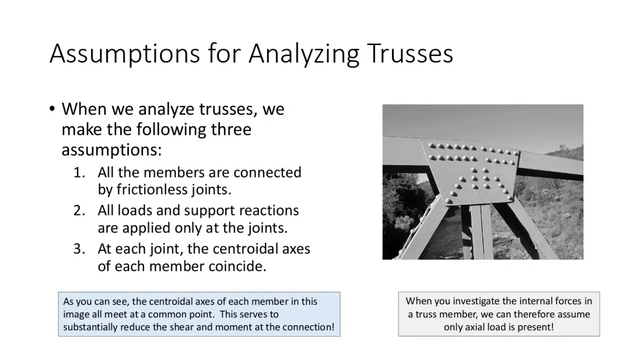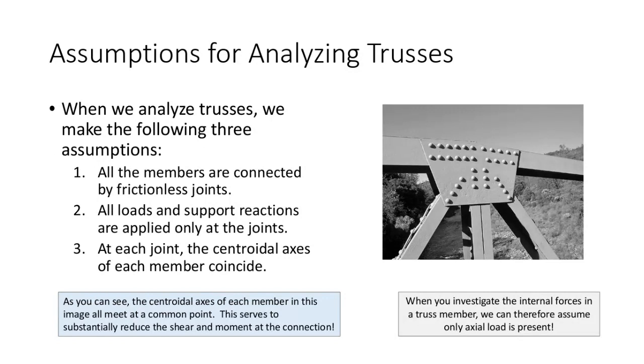So we're not really trying to account for any friction or differential forces among members. We're trying to keep it simple. So that's the spirit of assumption number one. Assumption number two is that all of the loads, all of the support reactions, any of the forces are applied directly at the joints. And by joints, what I mean is the points on the structure where all of the members meet.